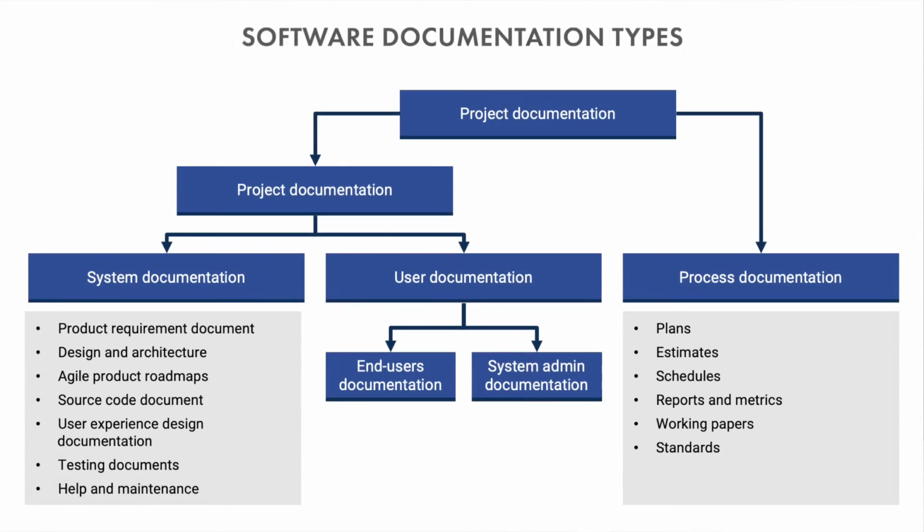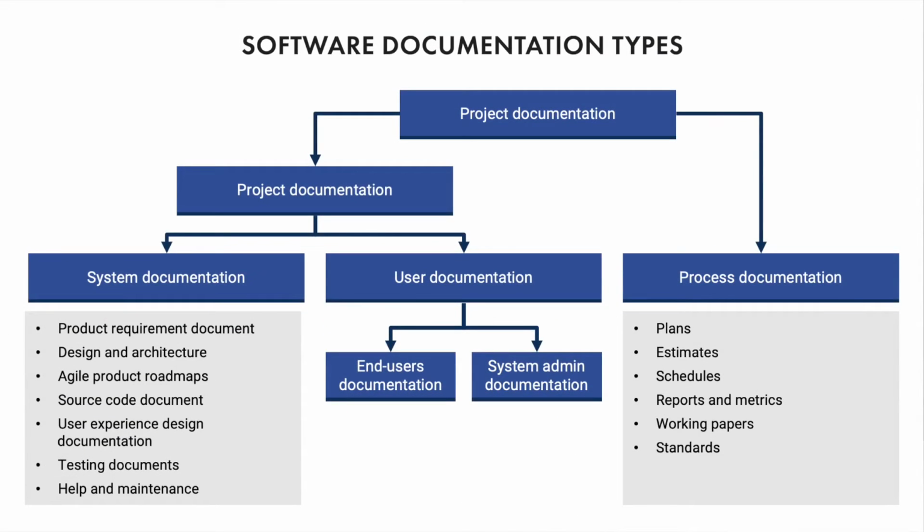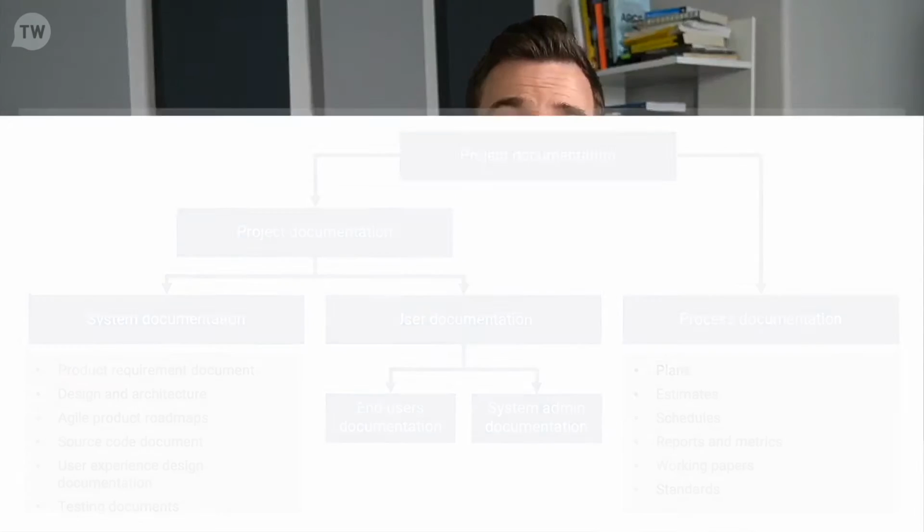And the types of software documentation and their scope will depend on the approach of development that the team has chosen. And there are two main types of software documentation approaches. You have Agile and you have Waterfall. Each approach is unique and they have their own pros and cons.